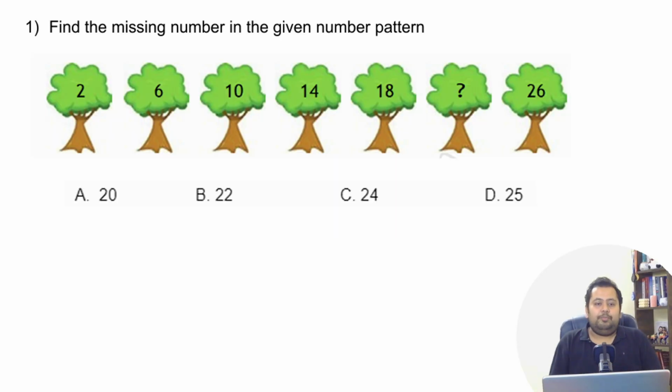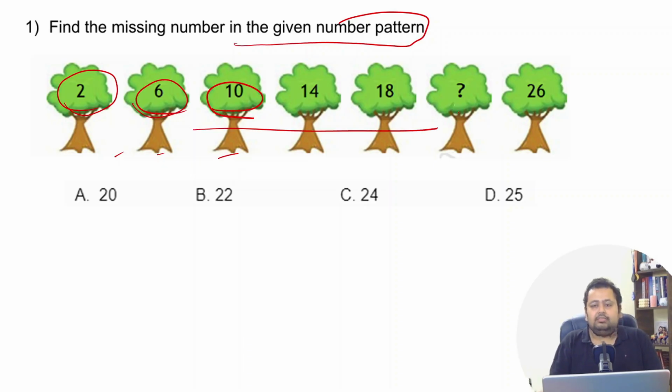Question number 1: find the missing number in the given number pattern. So you can see some trees over here. In these trees, some numbers have been written, right? So now you have to find out what pattern this follows and find the number that comes over here, and then you have to choose the correct answer from the options given. So I run the timer of 3 seconds. Please pause the video, solve it, and then look at the solution.